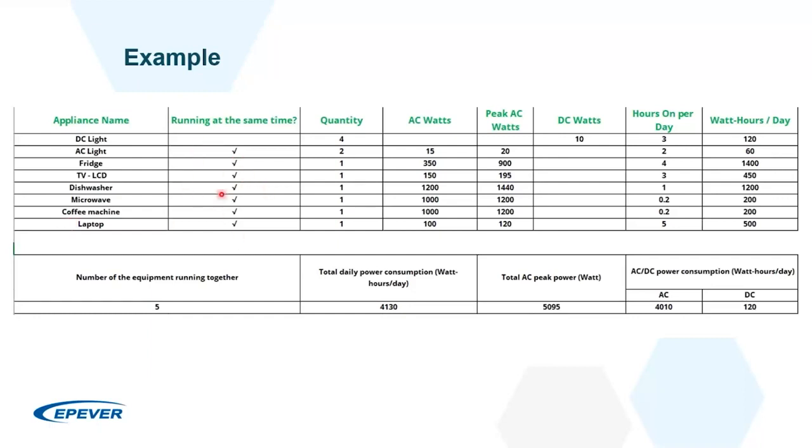And I'm running them together, and this is the quantity of them, and this is the AC watts of my consumers here. As you can see, for example, I have 2 lights of 15 watts, 1 fridge with 350, and each consumer has its own peak AC watts.